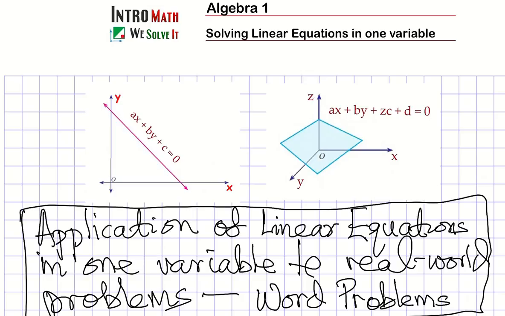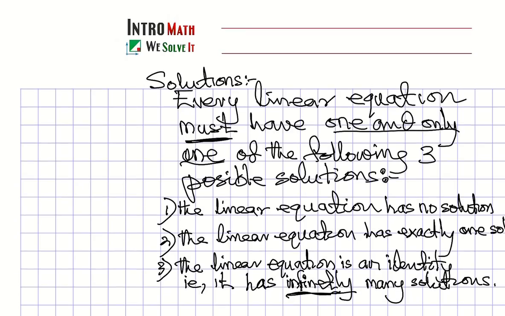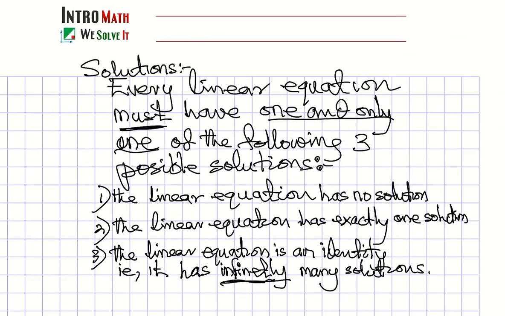There are three of them, three categories. Every linear equation you solve will have one of three solutions, no more. Just that, only three. Every linear equation must have one and only one of the following three possible solutions, right? One, the linear equation will have no solution. It's possible it has no solution at all.